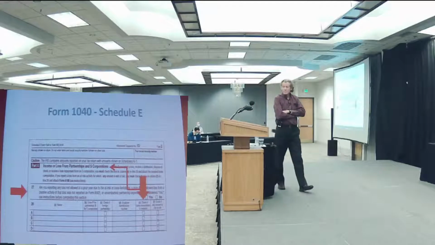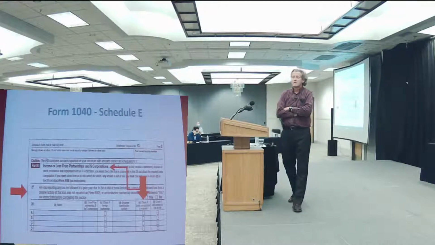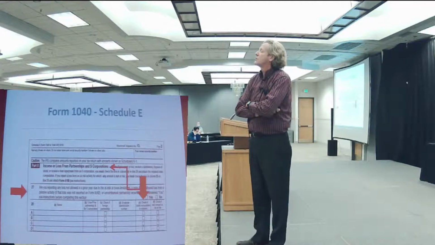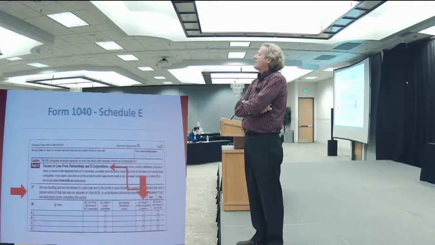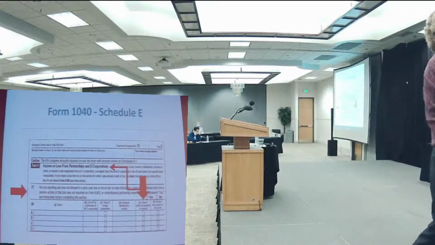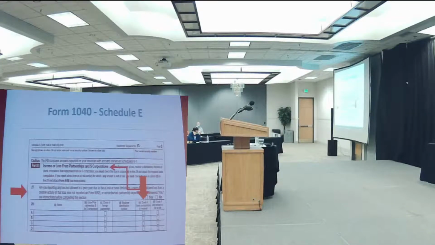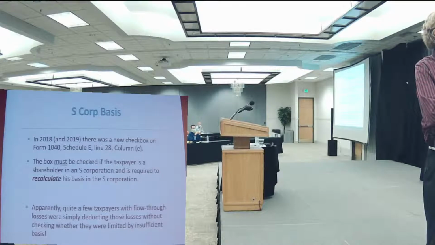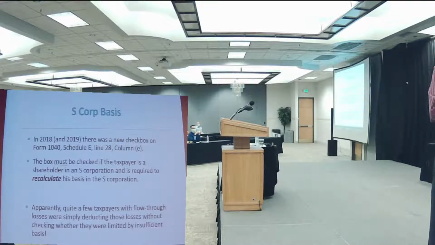And we didn't. This is not new for 2020. The IRS added this to Schedule E, top of page 2, beginning in 2018. So what's it say? If you report a loss, receive a distribution, dispose of stock, or receive a loan repayment from an S Corp, you must check a box in column E and attach the required basis computation. Oh. 18, 19, and here again.